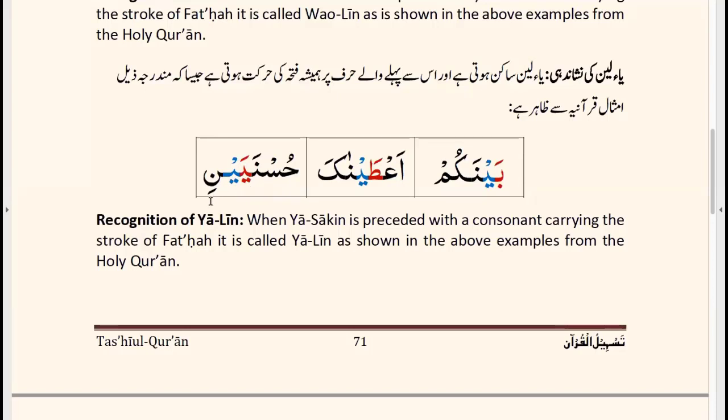Husnayaini. Well done. Very nice. That's perfect. Well done. And Jazakum Allah G1350. Allah Hafiz.